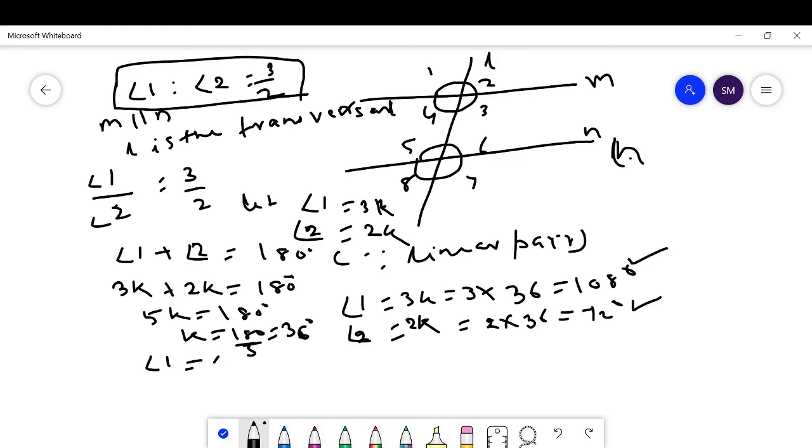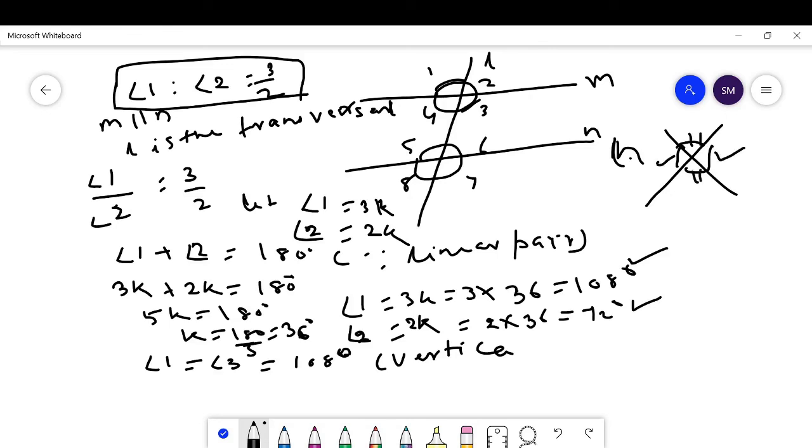Angle 1 is equal to angle 3 is equal to 108 degrees because they are vertically opposite. You know what is vertically opposite? When two lines intersect, this angle and this angle are vertically opposite to each other. The measure of this angle is equal to this. They are vertically opposite to each other.